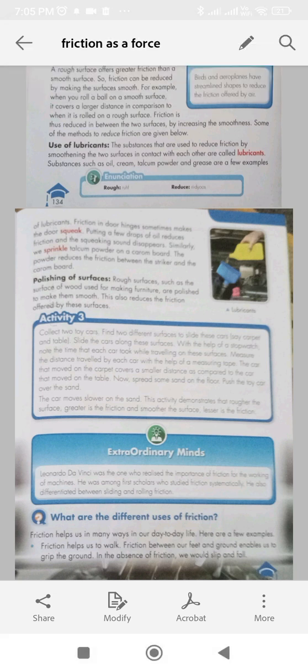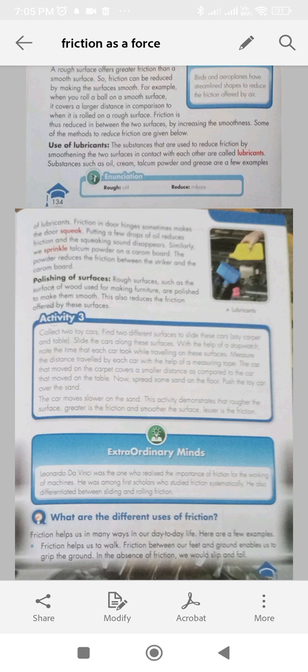Polishing of surfaces. Rough surfaces such as the surface of wood used to make furniture are polished to make them smooth. This also reduces the friction offered by these surfaces.